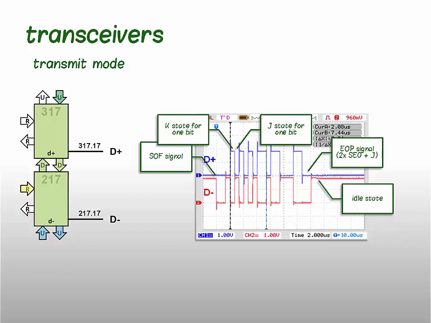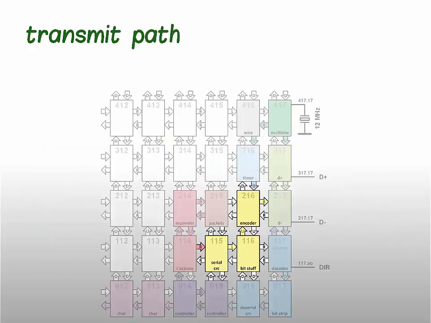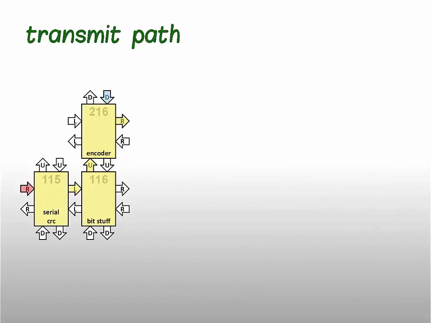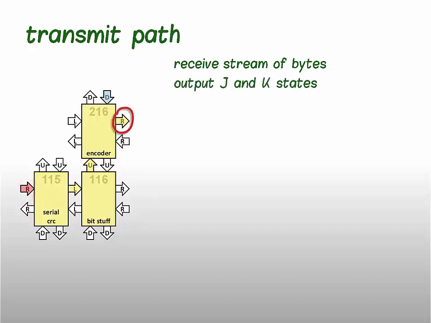Now we'll turn our attention to transmit path. Transmit path is composed of three nodes: serializer and CRC calculator, bit stuffing, and encoder. The path receives a stream of bytes via write port of node 115 and outputs corresponding J and K states via write port of node 216. Commands that control the transmit path are intertwined in the data stream. We'll follow the transmit path from the encoder backwards.